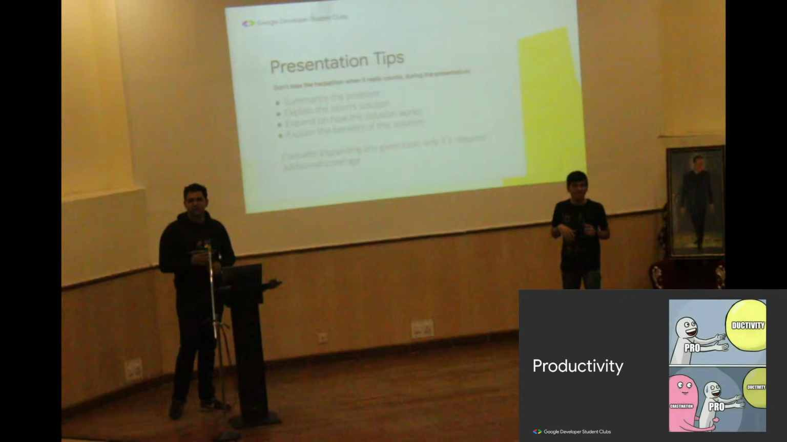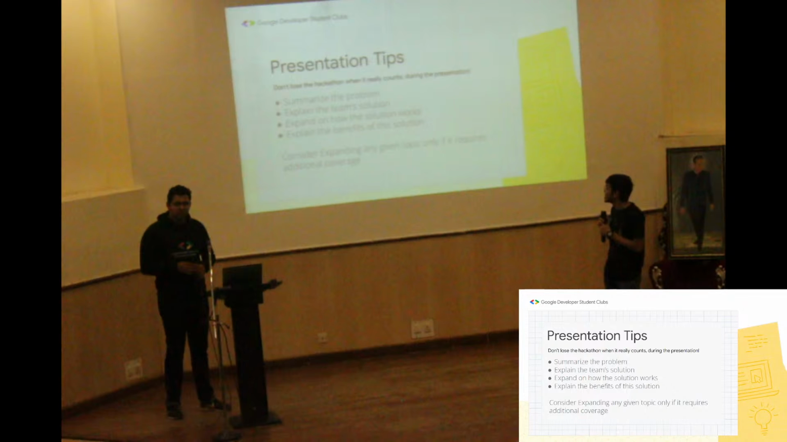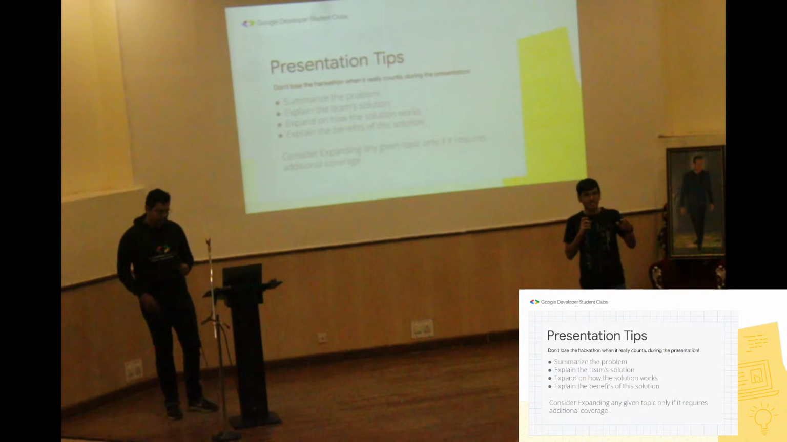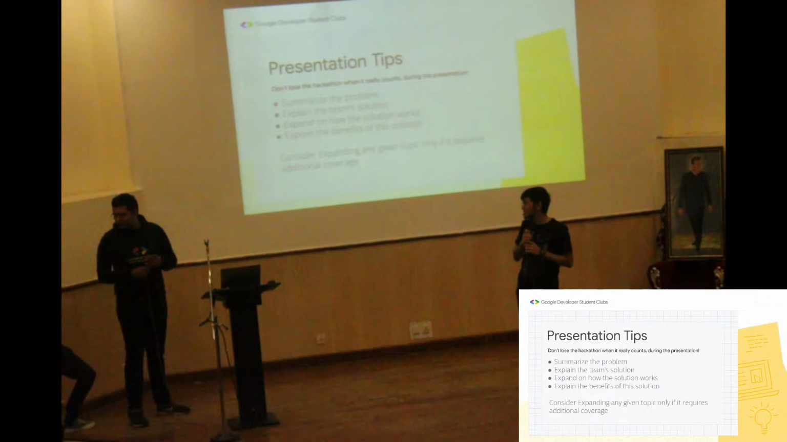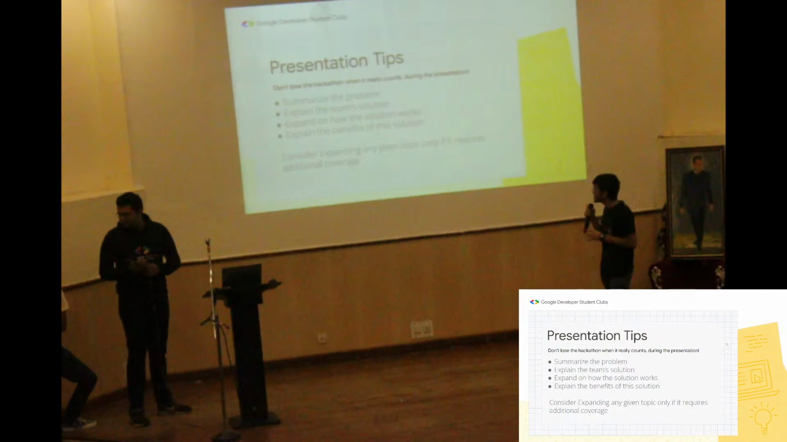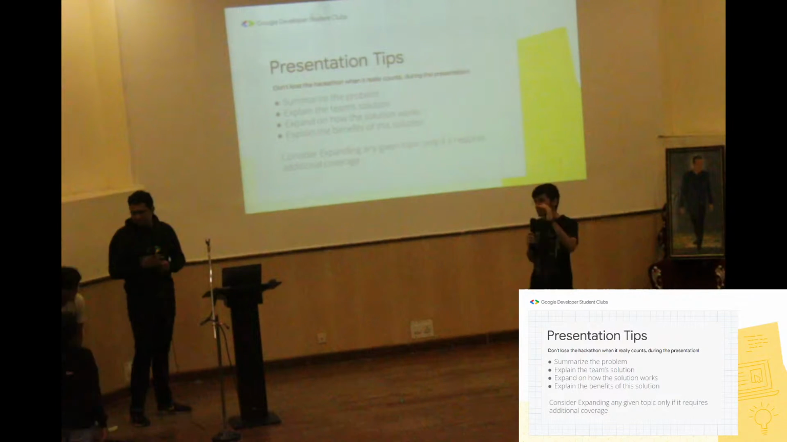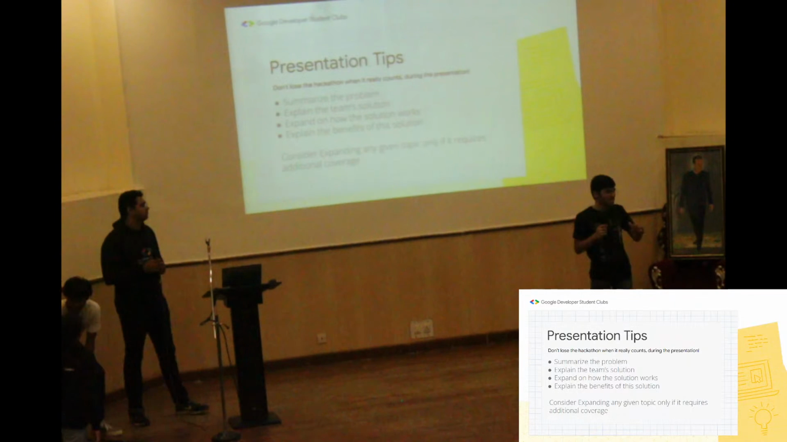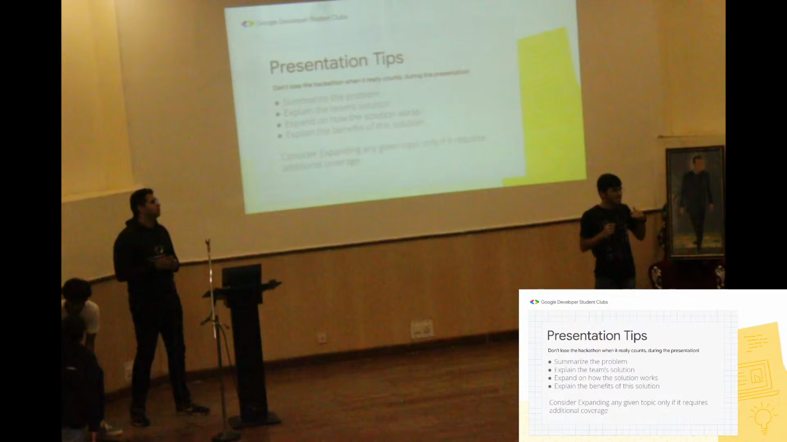Summarize the problem. What is your problem statement? How you understand it well. And second one is explain the team solution. First, go through a high-level view of how your solution will work, and then expand on how your solution will work. And then explain the benefits of your solution, your unique selling points, how your solution is different from the existing one and from your peer teams. And consider expanding any topic only if it requires additional coverage, or if it is a USP or something.